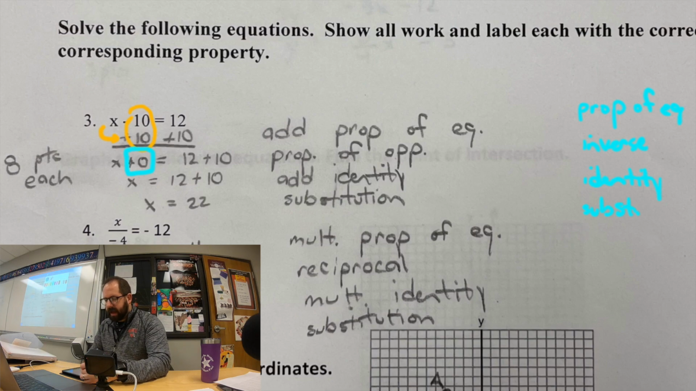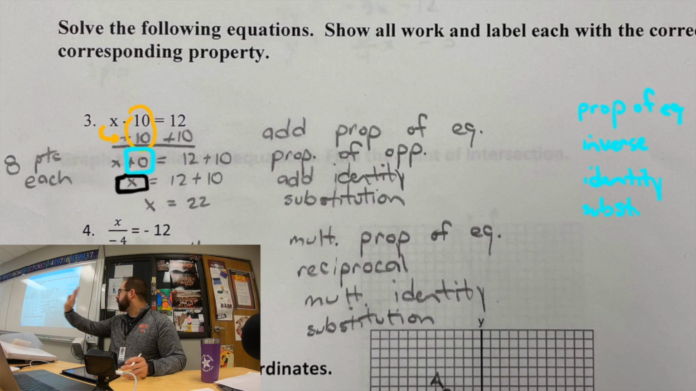All right. So now, I added 0. That's the property of opposites. The identity is where I added 0. So I just got 0 plus x is x. That's the additive identity. And yes, you had to tell me it was adding, not multiplying. And then your last step was substitution, 12 plus 10. That's every step. It takes 4 lines of work to get rid of one number.